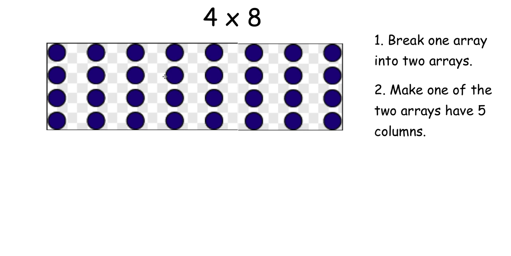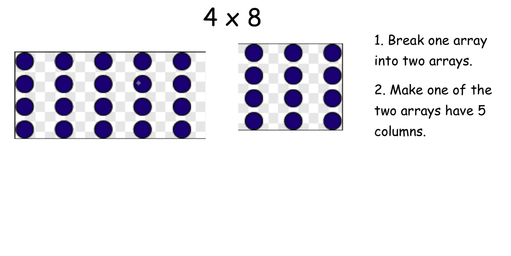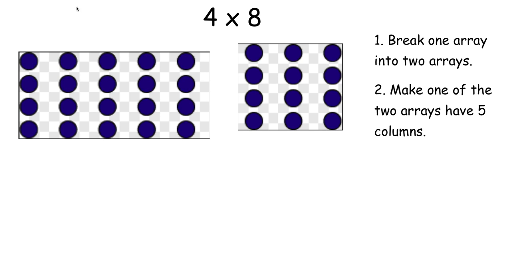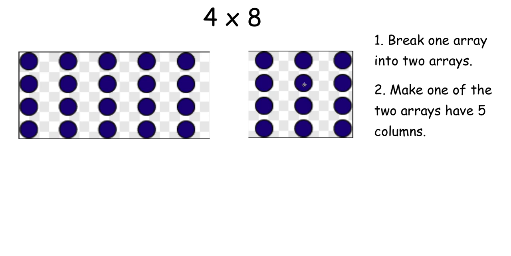To break this down, I would again want to make an array with 5 columns, and then the leftovers just simply go over here. So one of the arrays is going to have 5 columns, and the other array is going to end up actually having 3 in this particular case.